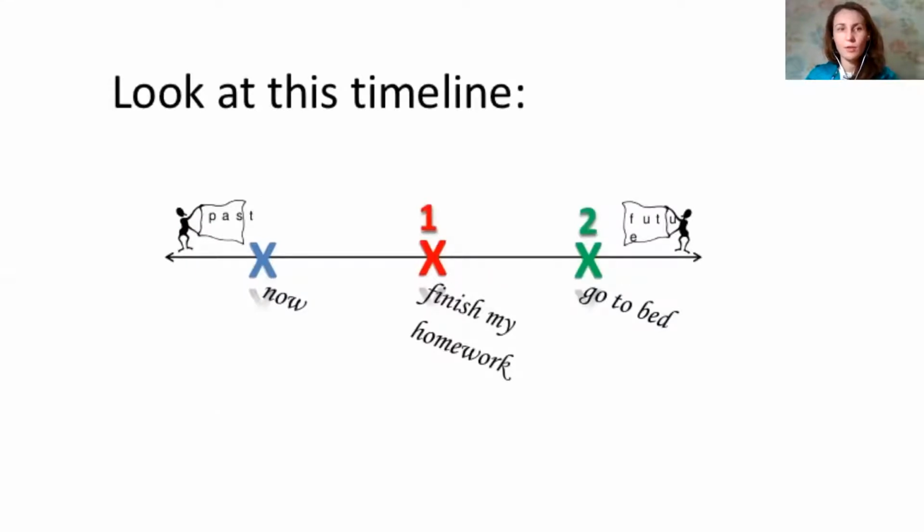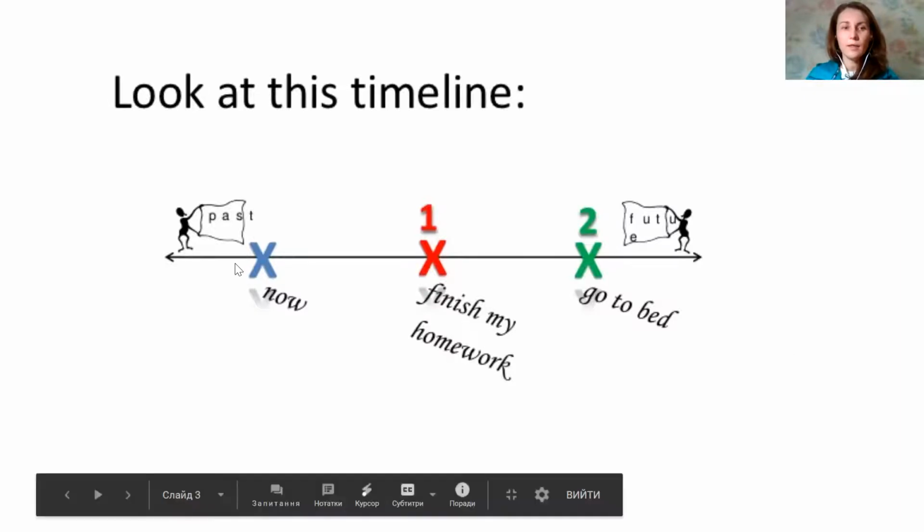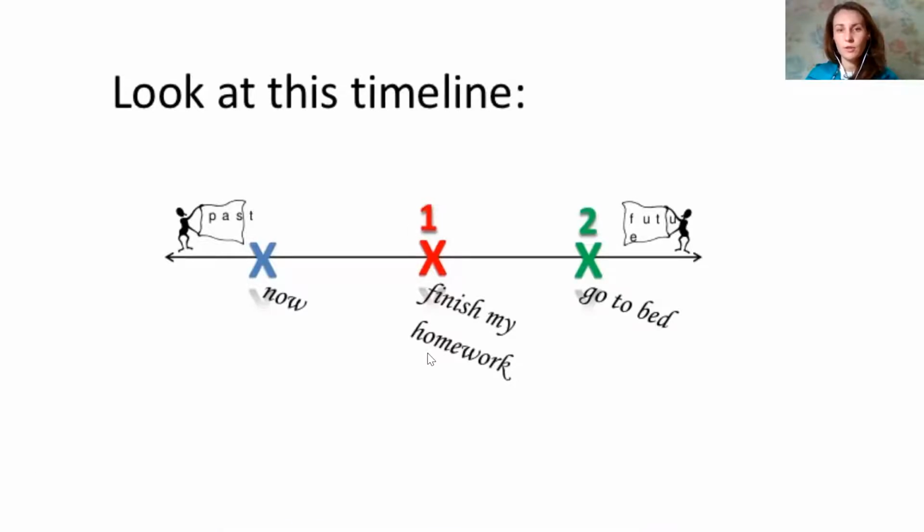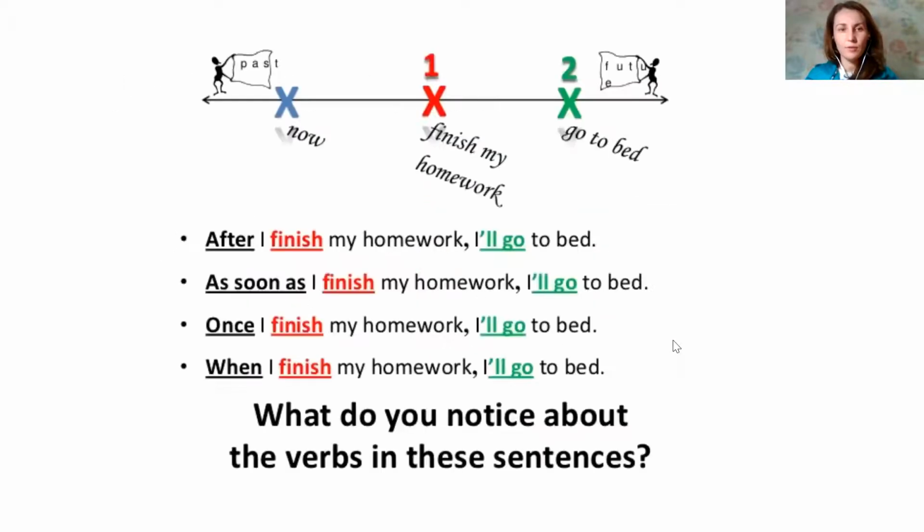Let me illustrate this. So if you look at this timeline, you would see that something happened in the past, there's an event now, and when we are talking about the future, for example, finish my homework, go to bed, will both happen in the future. And I can say that after I finish my homework, I will go to bed, or as soon as I finish my homework, I'll go to bed. Once I finish my homework, or when I finish my homework, I will go to bed.